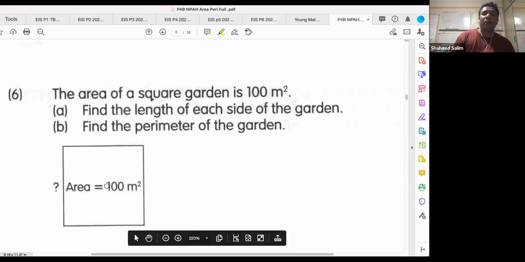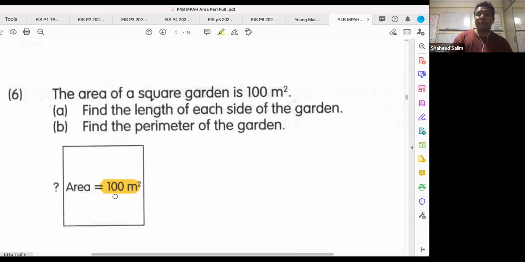Come. Try this, Neris. Neris, they are giving you now: the area is 100 square meters. What times what? Same number. What times what equals to 100? Very simple. Neris, what times what equals to 100? Same number. Square, why same number? Because square, the length is the same. What times what equals to 100, Neris?